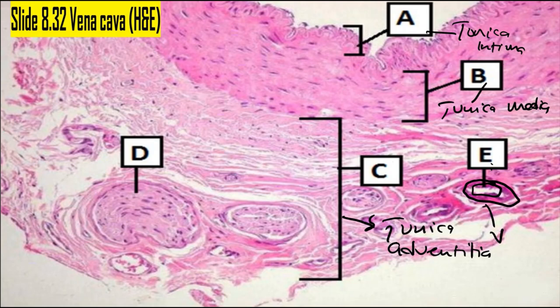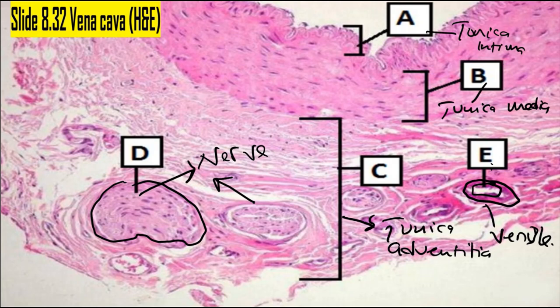What you see here, D, is solid, doesn't have a lumen, but you can certainly see that this is a structure. This is a nerve. Okay. So this is a nerve. This is a nerve as well.